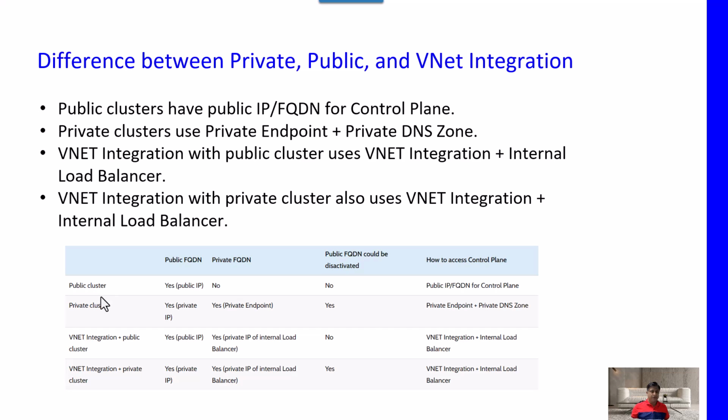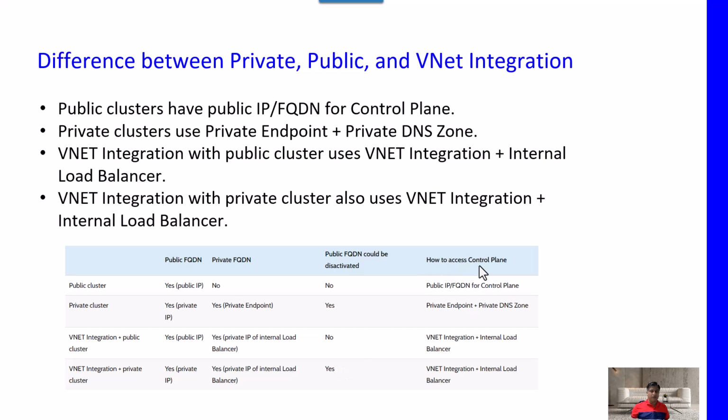So what are the differences? Public cluster has a public IP address. Private cluster actually has a public FQDN but with a private IP. VNet integration with the public cluster, we have a public IP address. VNet integration plus private cluster, we have only a private IP address. Private FQDN, there is no private FQDN for a public cluster. There is a private FQDN for private clusters, and for all of them. Public FQDN can be deactivated. For a public cluster, you cannot deactivate it. For private clusters, you can do it. With the public cluster, again, with this VNet integration, you don't have to do it. But here with the private cluster, you can do it.